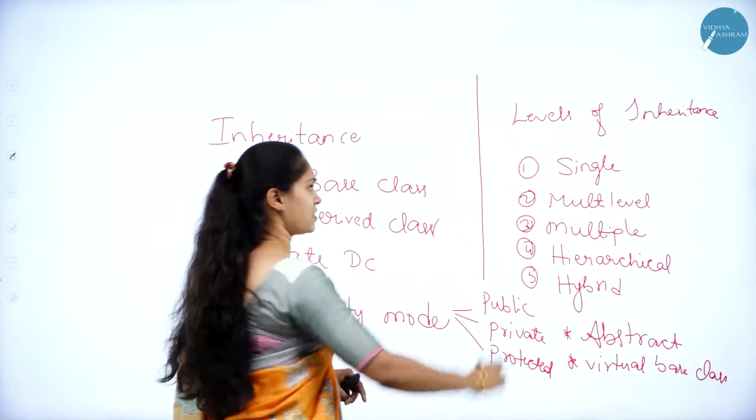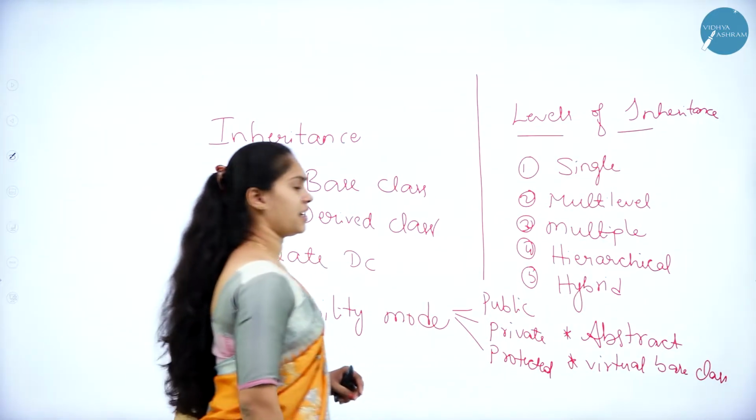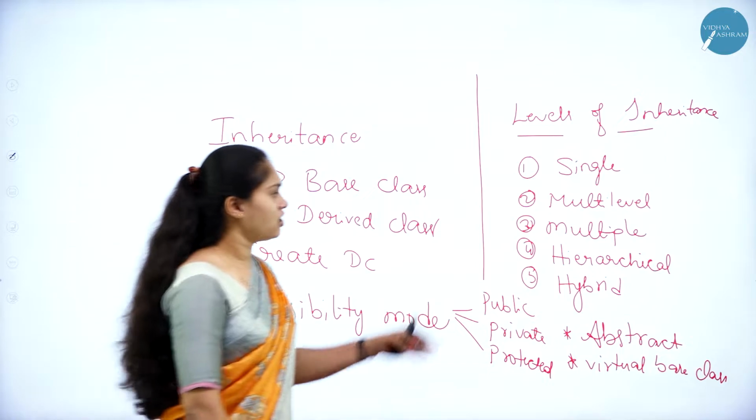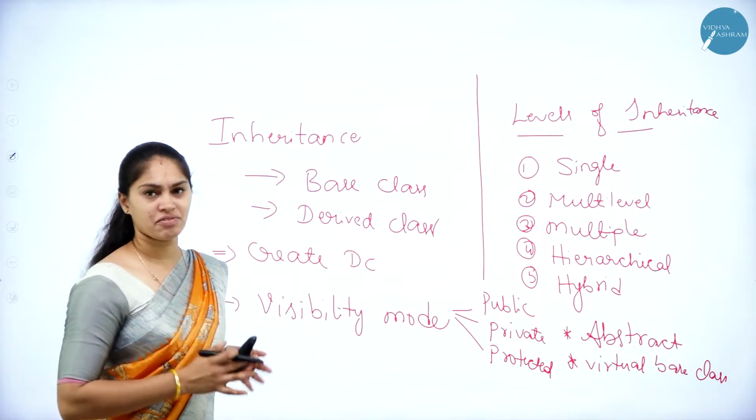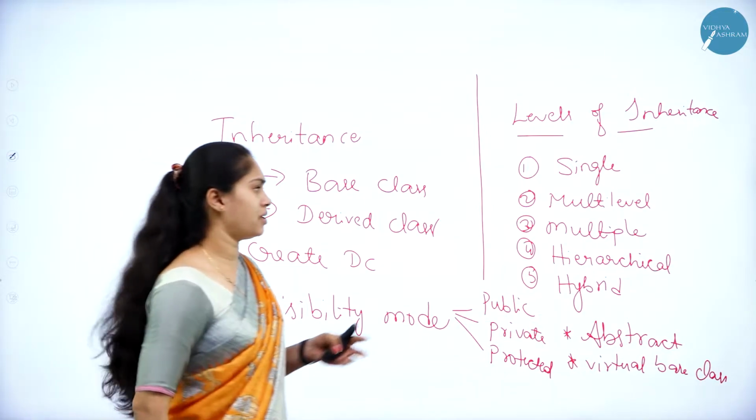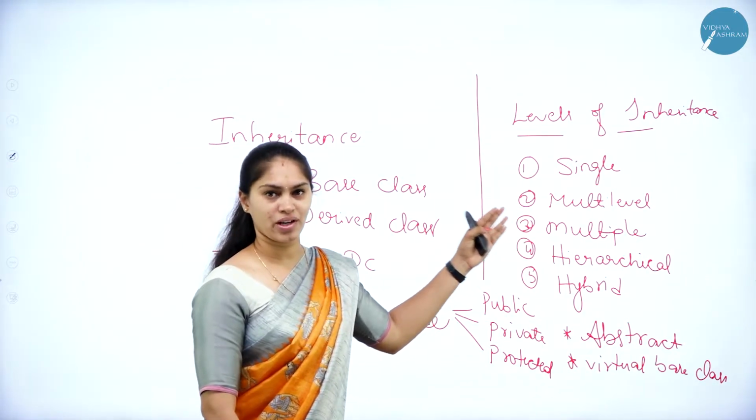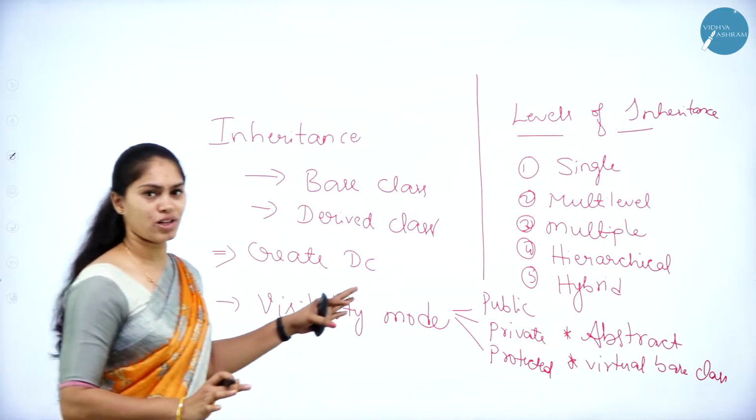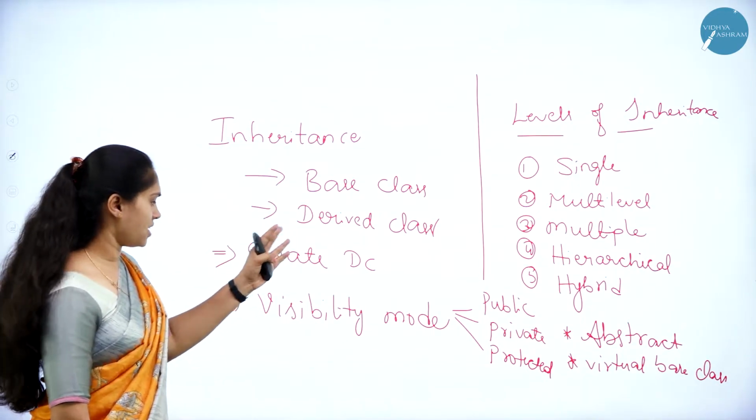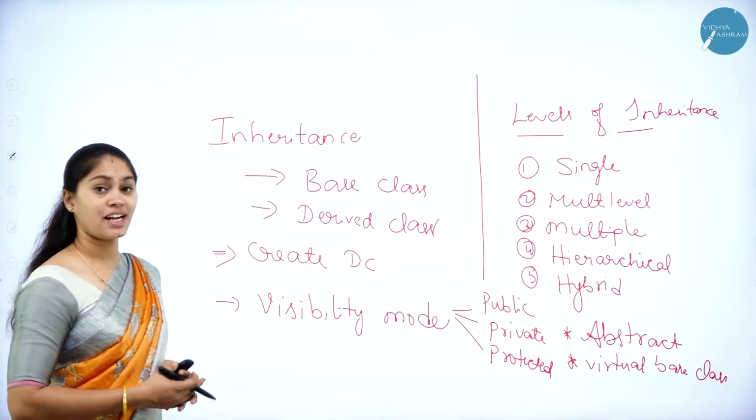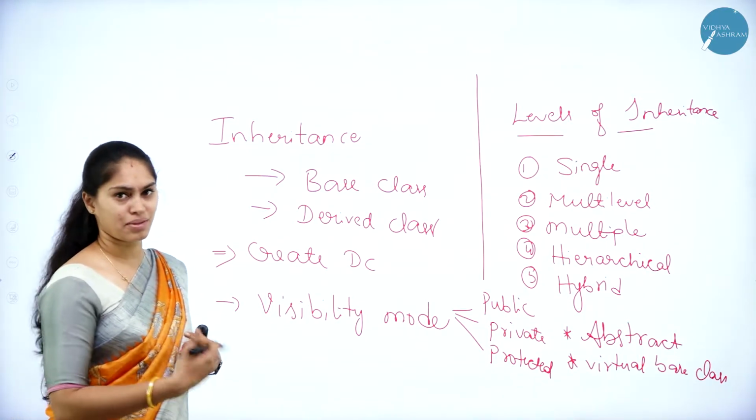Mainly you have to concentrate on the levels of inheritance. That means we have 5 levels of inheritance. Out of this you can expect any one for 5 marks. I will discuss the important questions of this chapter. Mainly what you have to understand: what is inheritance, what is base class, what is derived class, and how we are going to create a derived class with a syntax and some example.